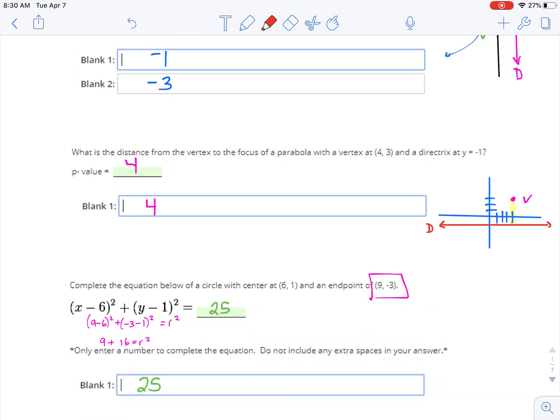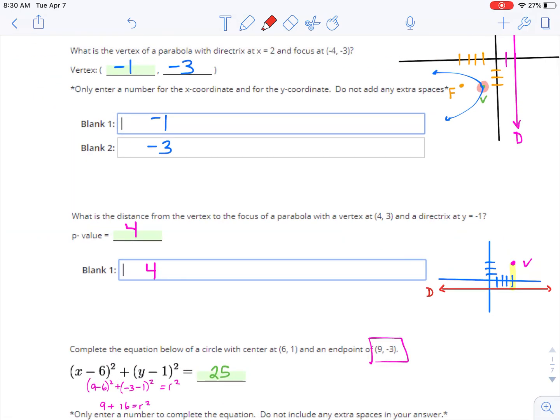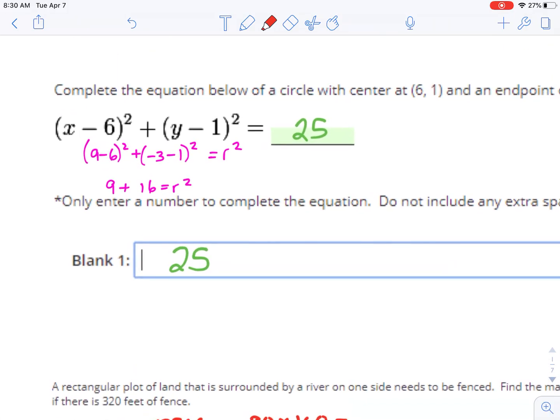For the next one, it's asking what the distance is. The p-value is the distance from the vertex to the directrix or the vertex to the focus. If you draw a picture plotting your vertex and then draw your directrix, count up those spaces, and that is a length of 4. Your p-value is 4.